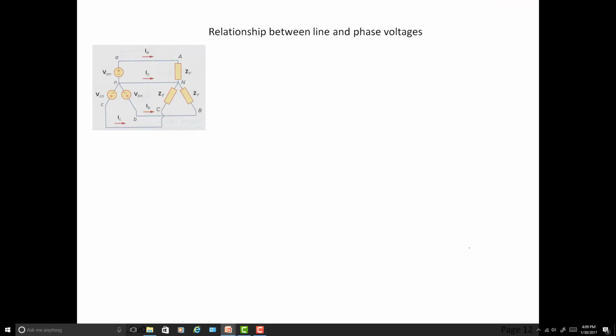All right, so now let's do some of the relationship first between line and phase voltages, if we might. And what does that mean? That means I'm interested in finding VAB. Notice I deliberately picked a Y configuration where the sources are all hooked up as point to neutral. And now we're going to want to find VAB.